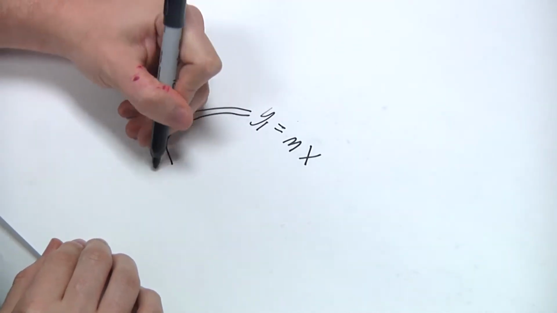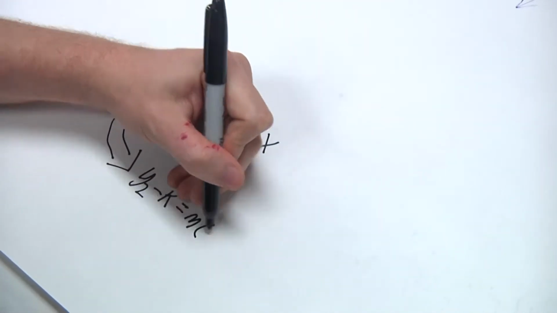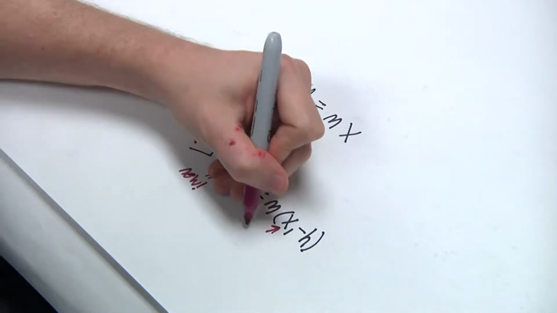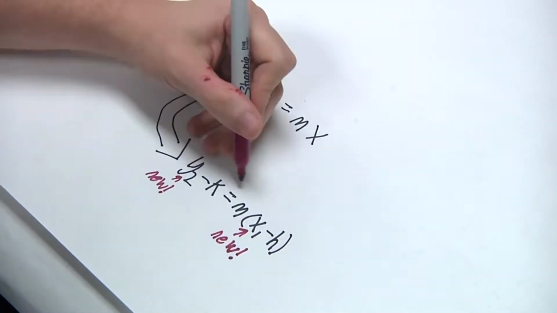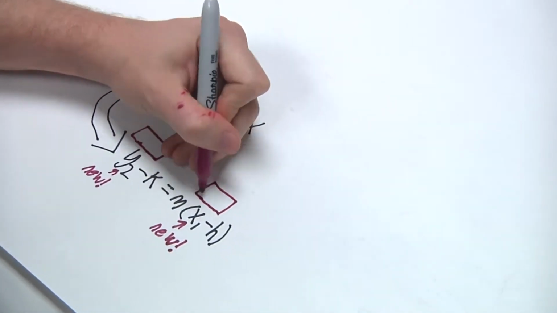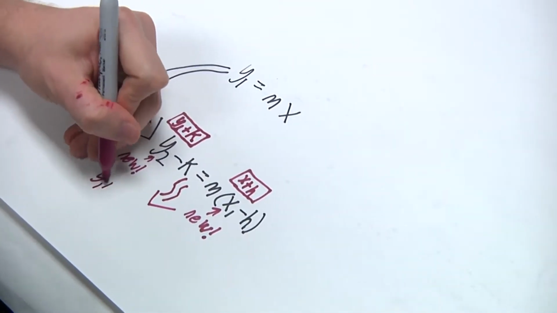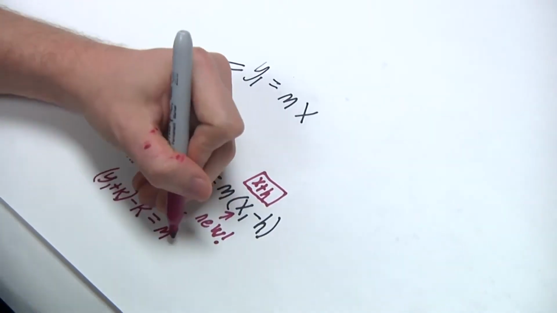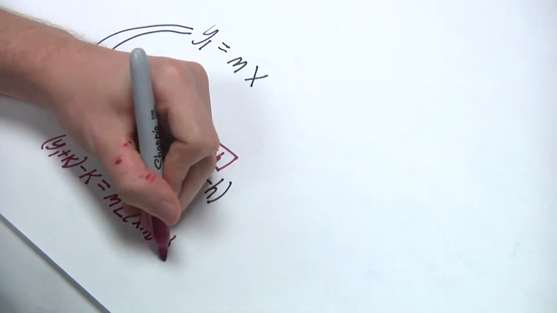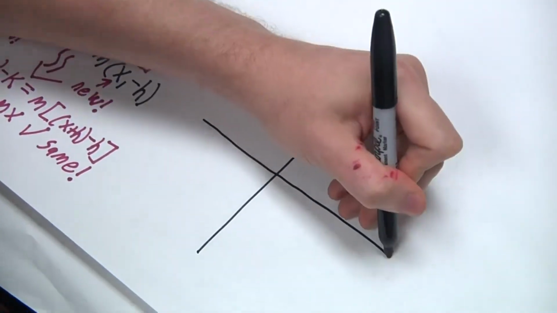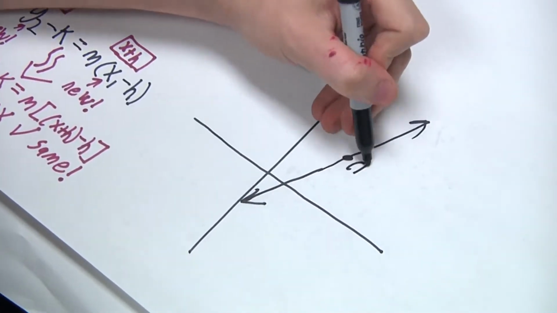y2 minus k equals m quantity x1 minus h. We use y2 to symbolize that we have a new y value, and x1 to symbolize the new x value. What does y2 have to be in terms of y1, and what does x1 have to be in terms of x for the equation to remain the same? y2 must be y1 plus k. x1 must be x plus h. The equation will immediately simplify to y1 equals mx.